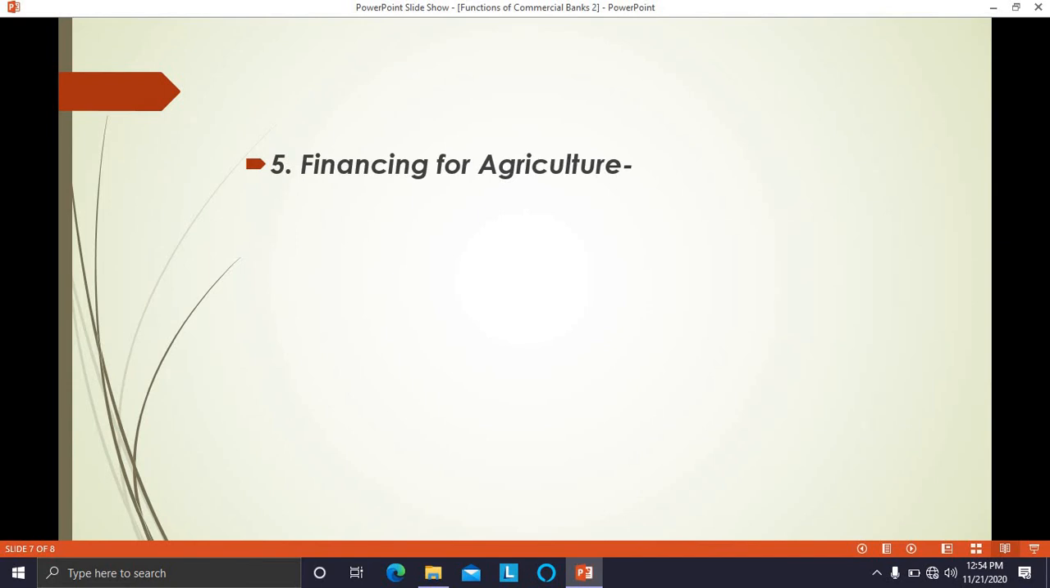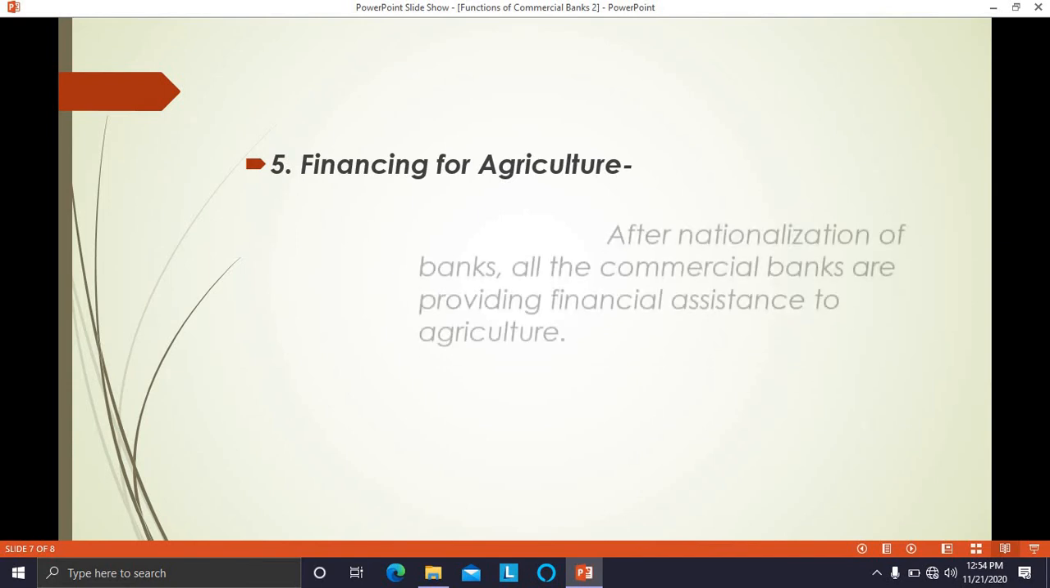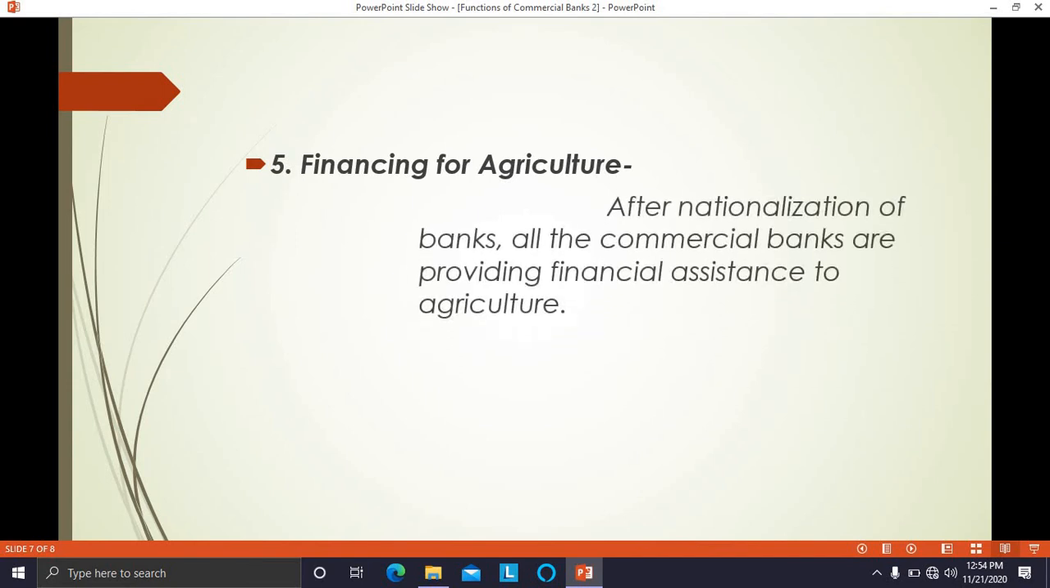Next is financing for agriculture. After nationalization of banks, all the commercial banks are providing financial assistance to agriculture. So these are the different ways of granting loans and advances. First is granting ordinary loans, overdraft facility, term loans, cash credit, and the fifth one is financing for agriculture. These are the primary functions of the bank.